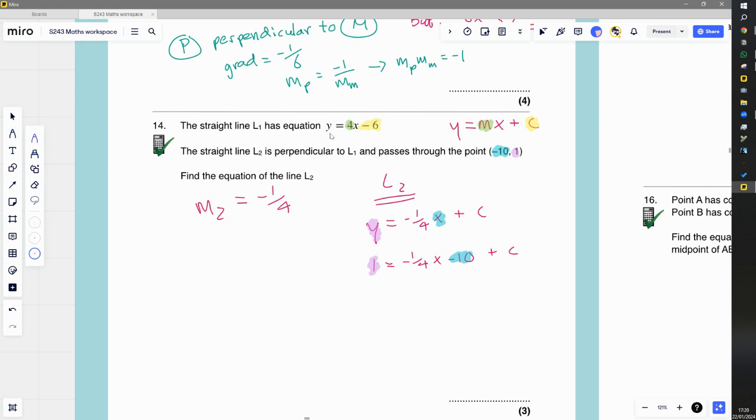I'm sure you'll be able to do this yourself, but I'm just going to do it all in this video just to remind you of the process. So we've got -1/4 times -10. So 1 is equal to positive 2.5 plus c. So c is going to be equal to -1.5. Basically we've got the answer now. We've got our value for c.